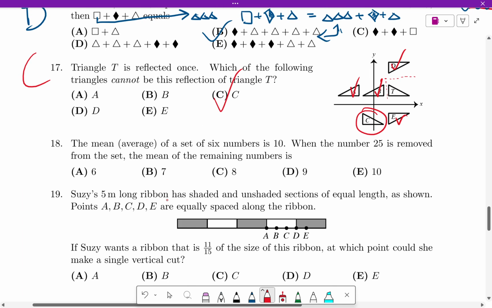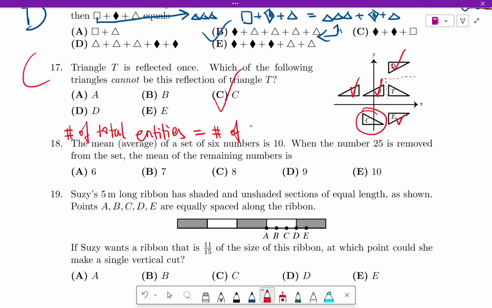Question 18. The mean, which is the average, of a set of 6 numbers is 10. When the number 25 is removed from the set, the mean of the remaining numbers is? So for average questions, we always need to keep in mind the formula that we usually use: the sum of entities is equal to the number of entities times the mean.